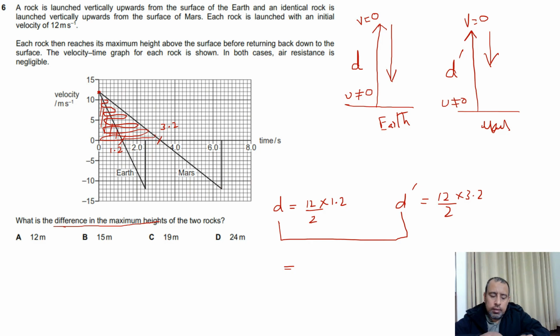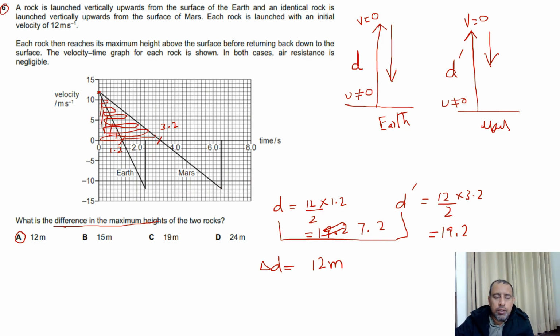Okay, 6 into 3.2 is 19.2, and for the other one, sorry, 6 into 1.2 is 7.2. So it is 19.2, and this one is 7.2. So by subtracting these two, the delta D is 12 meter. That's why option A is correct.